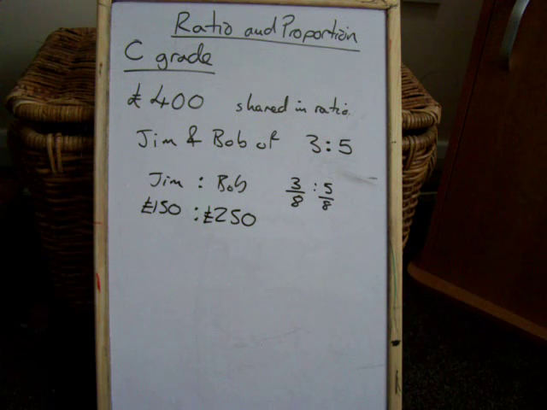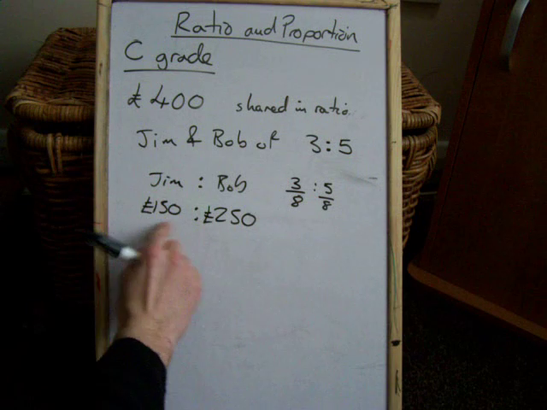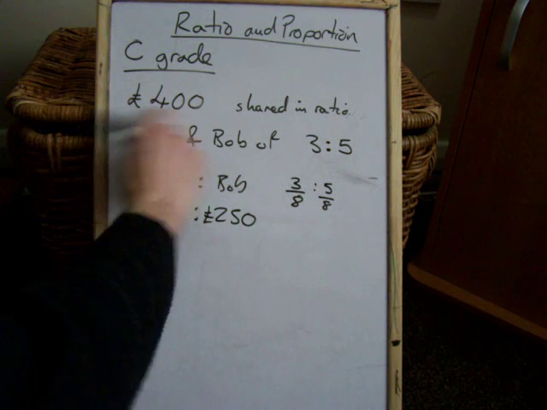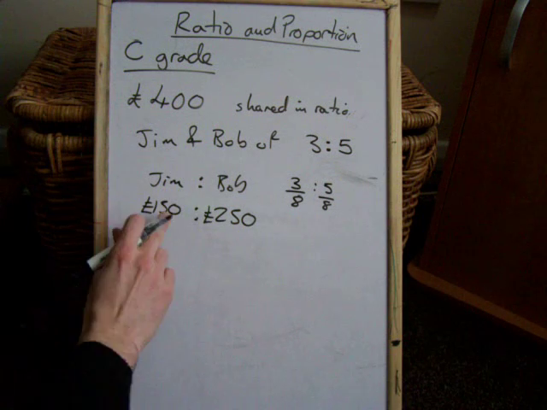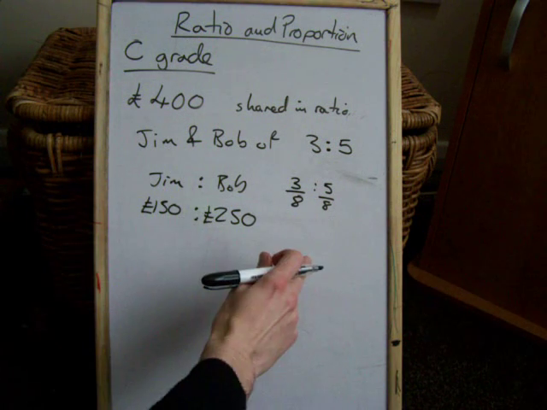I haven't quite finished the question yet. That is my answer, but I'm not quite finished because I've got to check. These two numbers here should add up to the total of the £400 because I should have shared every single penny out between those two people. 150 plus 250 equals 400.